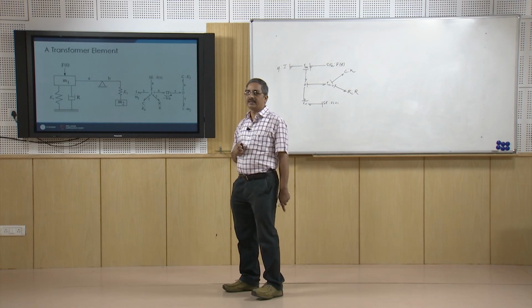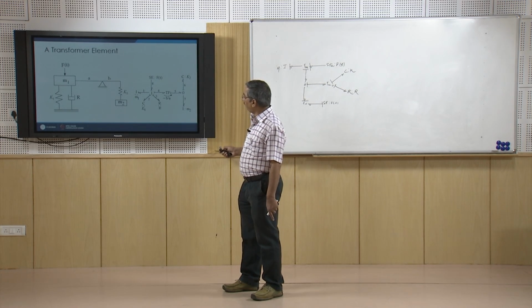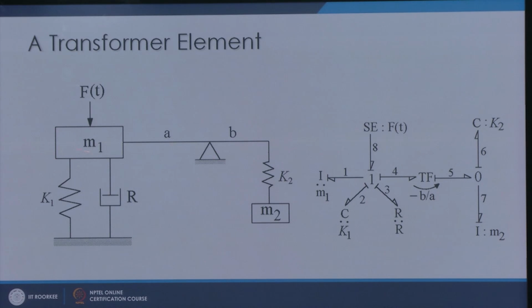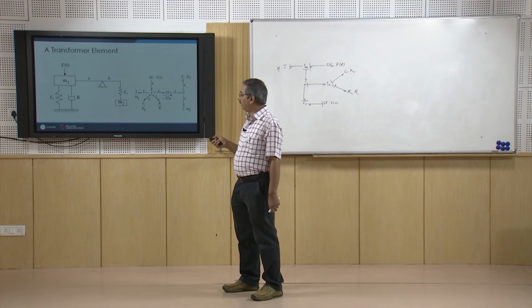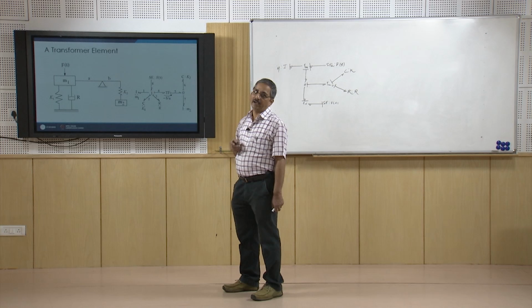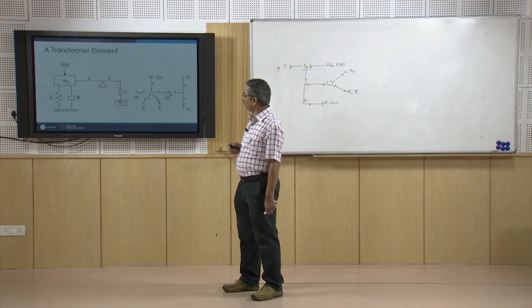Let us take another example. Here we have a spring mass damper system, and there is another mass hung from a spring, and the ends of these are attached to a lever. Okay. And you know that the lever we can model using a transformer element. Okay. So, that is what we can do.